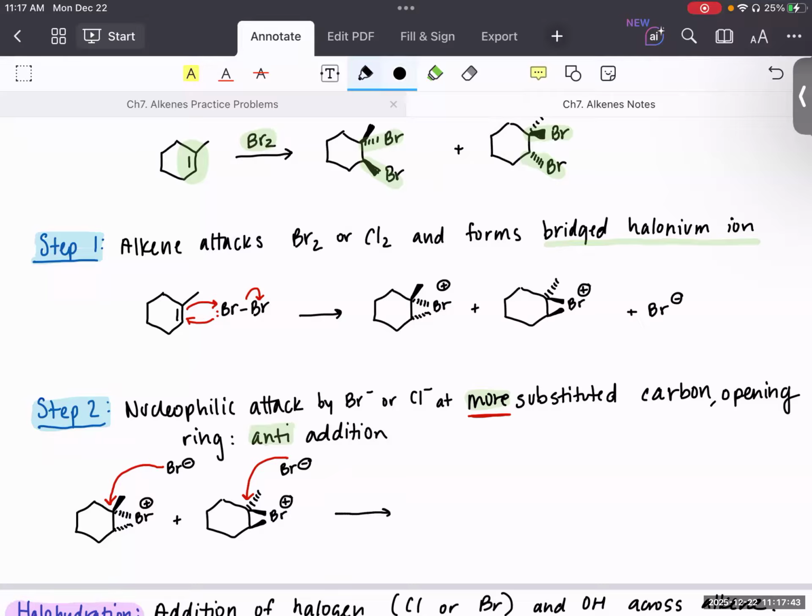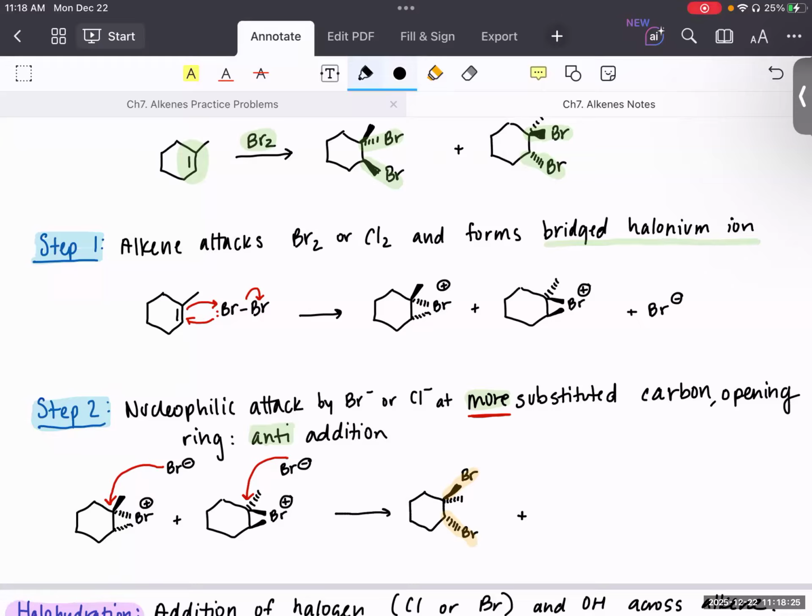Once we get that attack at the more substituted position, we end up swinging open that bromine, which stays dashed. And what we get on the other carbon is inversion of stereochemistry. So that bromine that comes in has to come in from the opposite side of the ring. And so we end up with a bromine that is wedged here. And then that methyl group ends up being dashed. And so we can see that in this product, the bromines are anti. So they were added anti to that carbon-carbon bond.